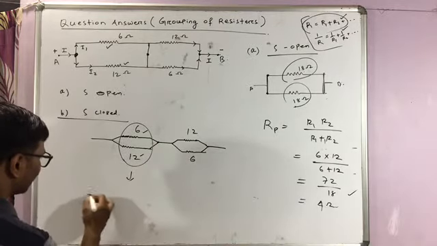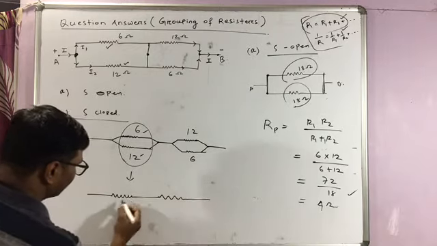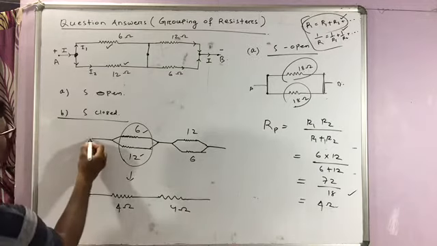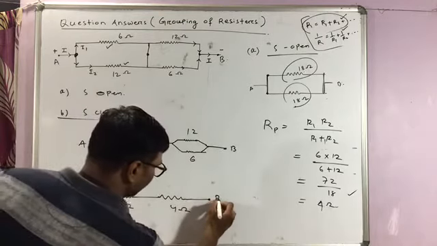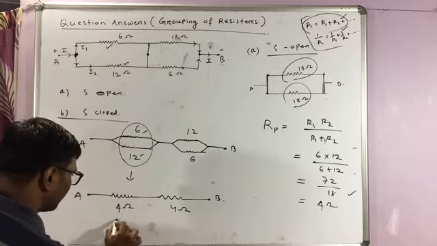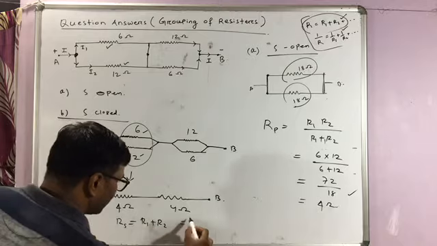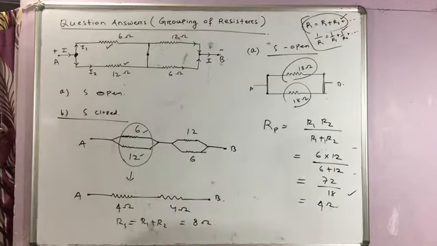So next equivalent diagram will be this is your 4 ohm, this is 4 ohm connected across A and B. So the net resistance, as you see here, these two, they are connected in series, and your effective resistance will be Rs is equal to R1 plus R2. This is the formula, which is 4 plus 4, 8 ohm. So this is a very simple question basing upon your grouping of resistances.